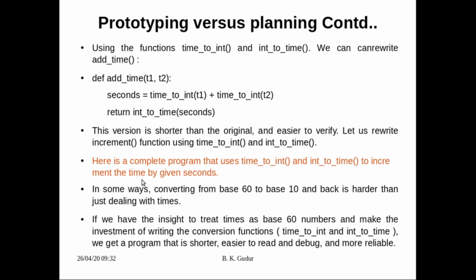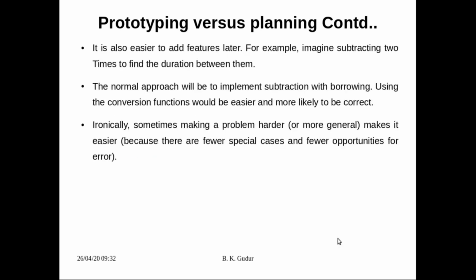This approach we can use if we have good insight into the program. If we know the program statement properly, if we have deep knowledge of the program statement, then we can write a program directly like this. If we have an insight to treat times as base 60 numbers and make the investment of writing conversion functions like time to int and int to time, we get a program that is shorter, easier to read and debug. Even debugging will be easier, and such a program will be more reliable. It is also easier to add features later.